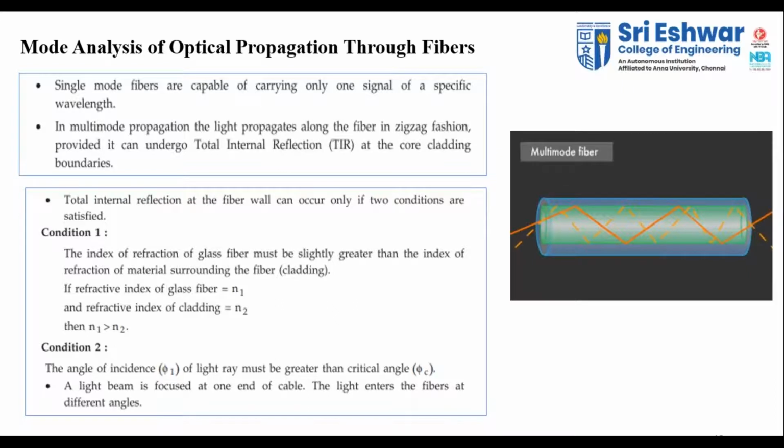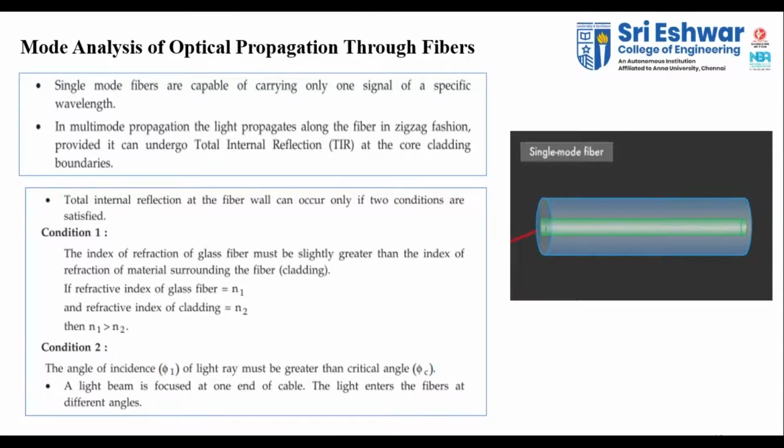Okay, so condition 1 and condition 2 are necessary for the mode analysis of optical fiber propagation. So what is condition 1? If the refractive index of the glass fiber is N1 and the refractive index of the cladding is N2. Already we know what the refractive index is. Okay, so N1 should be greater than N2.